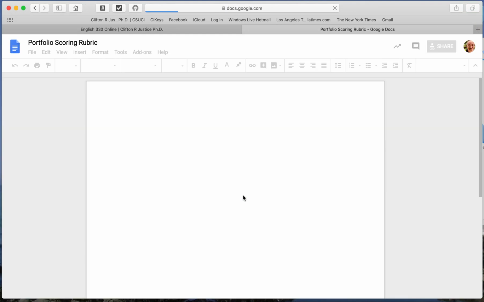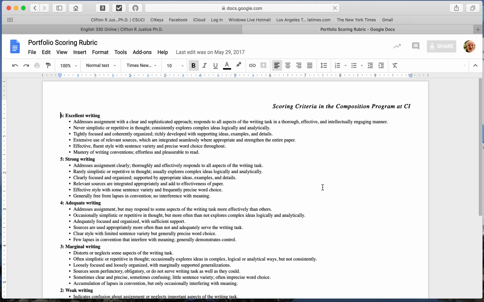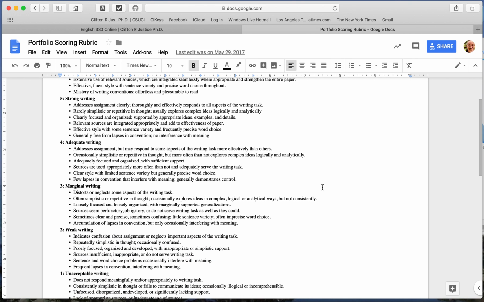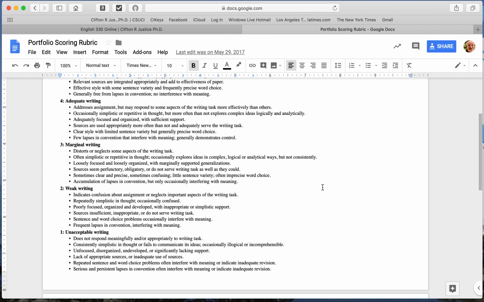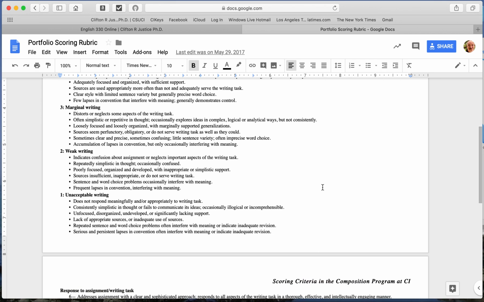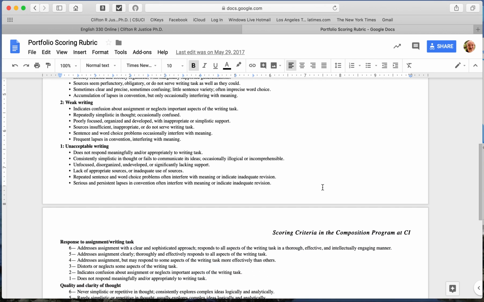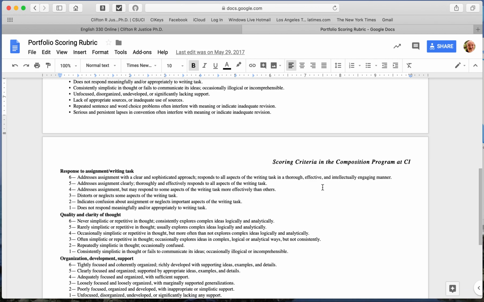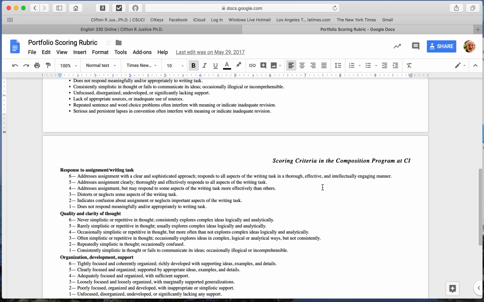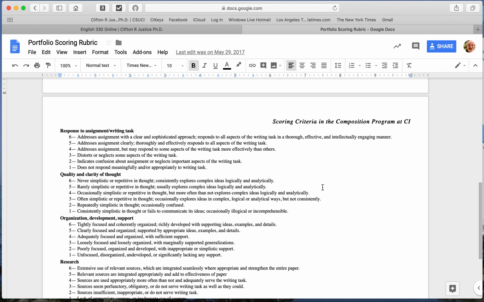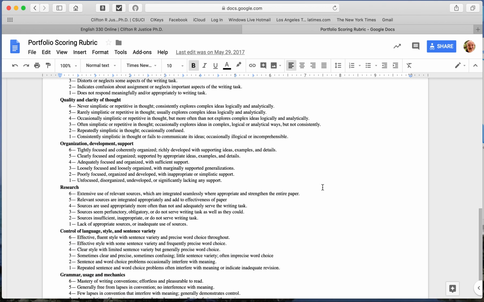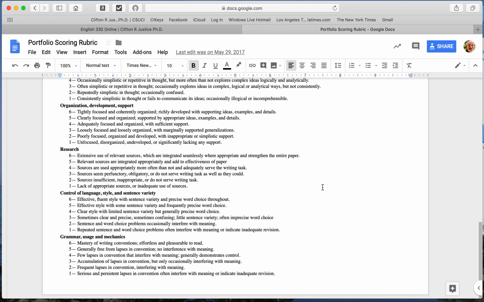Here's the scoring criteria. This is what our faculty will use to score your portfolio at the end of the semester. So it's valuable to look at this to see what the faculty values in terms of the writing that you're going to be turning in and how best to respond to that. In fact, many people use this as a revision heuristic where you can look at this and say, okay, how am I doing in these different categories? And if I'm doing well, then more than likely my portfolio is going to do well too.